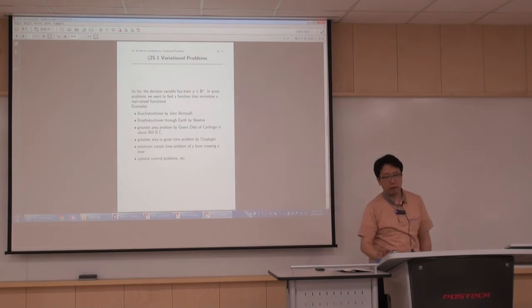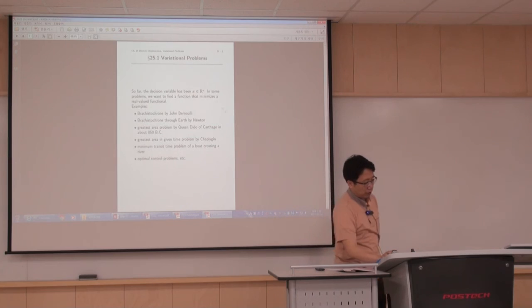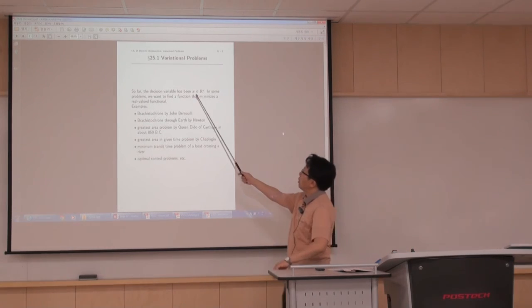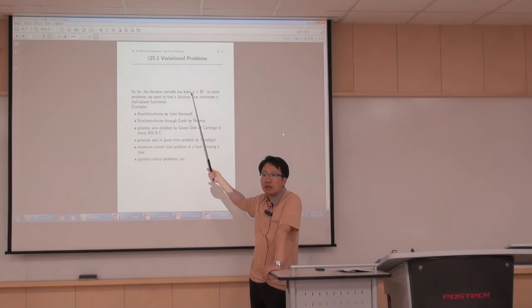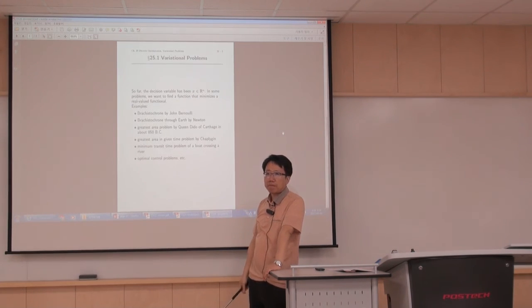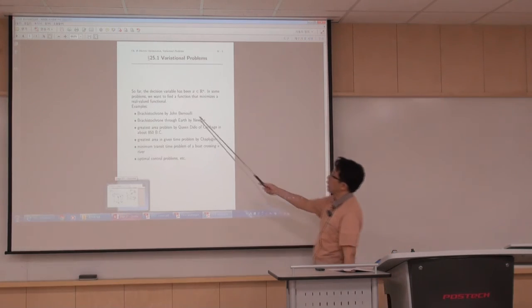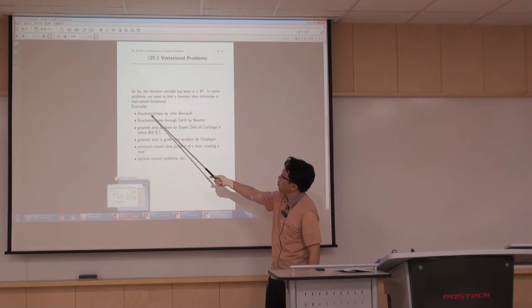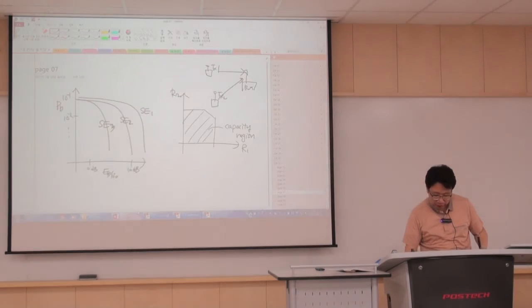Now, the last one is variational problems. What is a variational problem? This is quite interesting in that our decision parameter is no longer a vector, it's a function. So it's like this. Let me give you an example. The first one, the Brachistochrone problem by John Bernoulli. And the idea is like this.